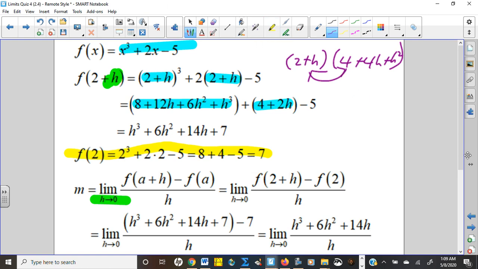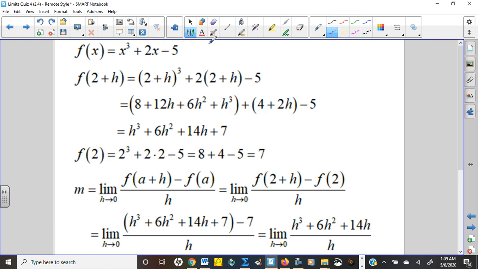But it really was just algebra, and most of you guys did pretty well with it. Once we have our two expressions that we really need, we're going to substitute them in. So we need f of 2 plus h, and we found that right here. So we're going to plug that in. And we also needed f of 2, which we found right here, right? So we plug that in.